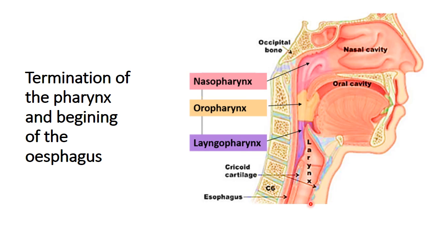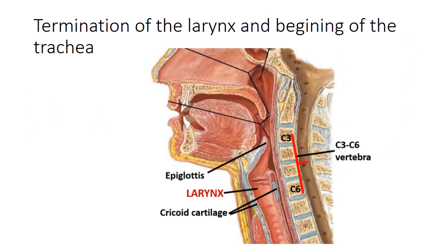From there starts the trachea. So this is the trachea. This level is at the level of C6. The trachea starts at the level of C6. Similarly, after the naso-oro-laryngopharynx, it continues as the esophagus. The esophagus arises at the level of C6. So two incidents are happening here: one is the commencement of the esophagus and the other is the commencement of the trachea.